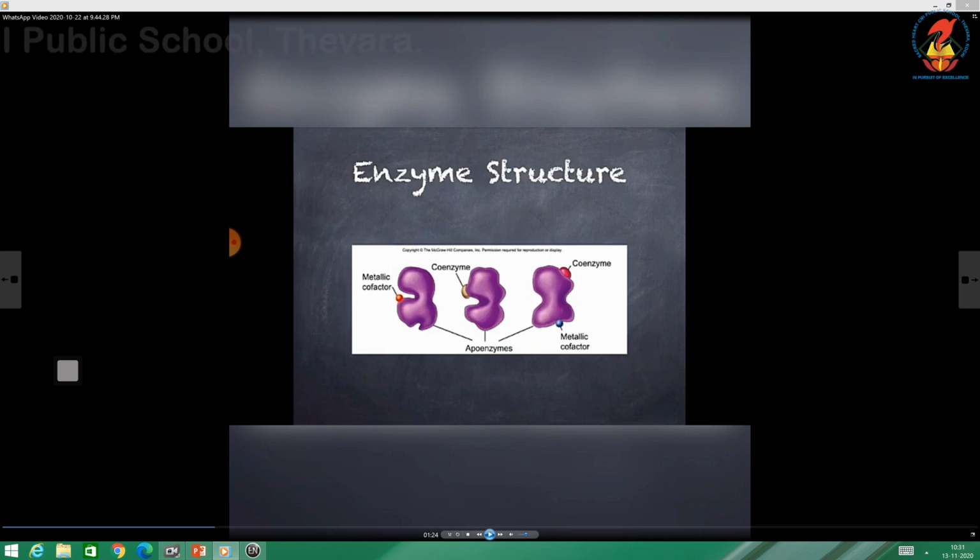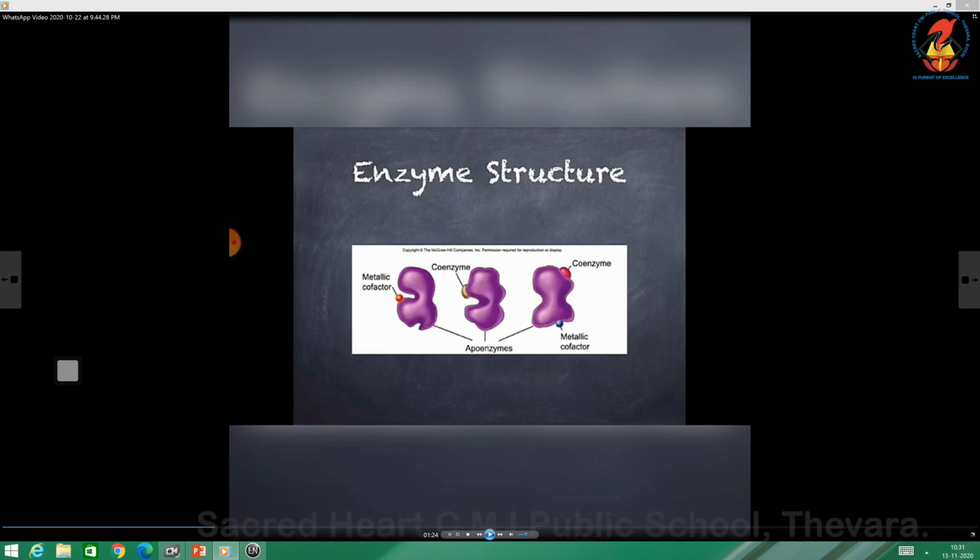In the second case you can see the violet color is the apoenzyme or the protein part, and here the cofactor is a vitamin like niacin. And the third case, it can be a combination, that is the apoenzyme with both the vitamin part as well as the metallic cofactor. Now in the textbook the third case is a prosthetic group, the prosthetic group like peroxides.